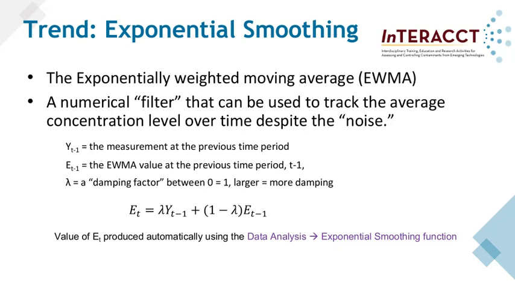And then a damping factor is applied, this lambda, which has a value between 0 and 1. The damping factor, lambda, gives you the ability to apply more and more dampening, which is more filtering of your data. So to perform exponential smoothing, we go back to the Data Analysis ToolPak and choose the exponential smoothing function, which will calculate the EWMA equation for you after you give it a damping factor between 0 and 1.